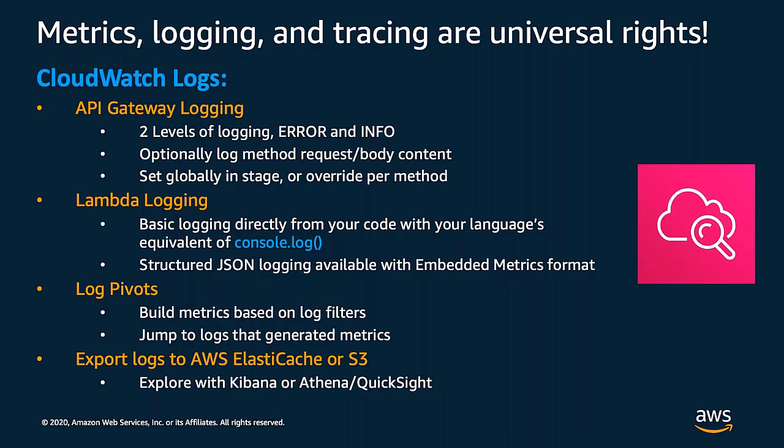Log pivots are a feature of CloudWatch Logs that allows you to build metrics based on log filters, and it jumps to the logs that generated the metrics, allowing you to understand what's happening with your invocations in the aggregate. And finally, you can export your CloudWatch logs to Amazon Elasticsearch or S3 so that you can search through them and explore what's occurring with tools like Kibana or Amazon Athena or Amazon QuickSight.